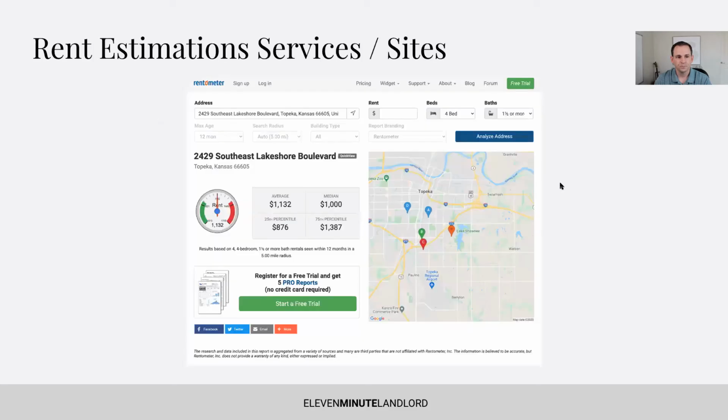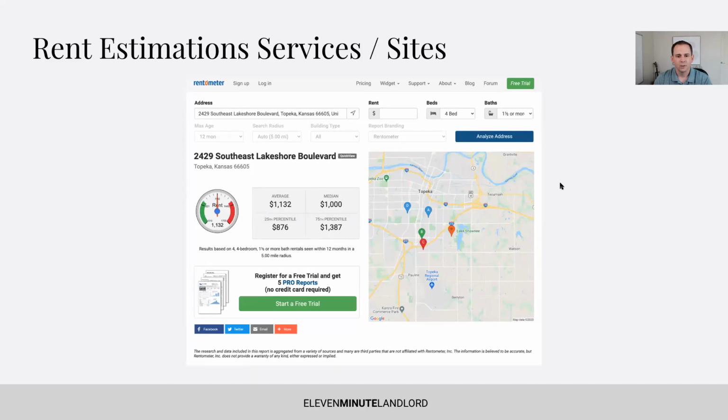We're just looking for the general area, or the general price range. Now, on the rent estimation services or sites, there's a number, and I'll leave some of these in the resource section. Basically, what you do here is you plug in the property's information. And I like the websites with the maps, because then you can see where all the comps are and how close they are.